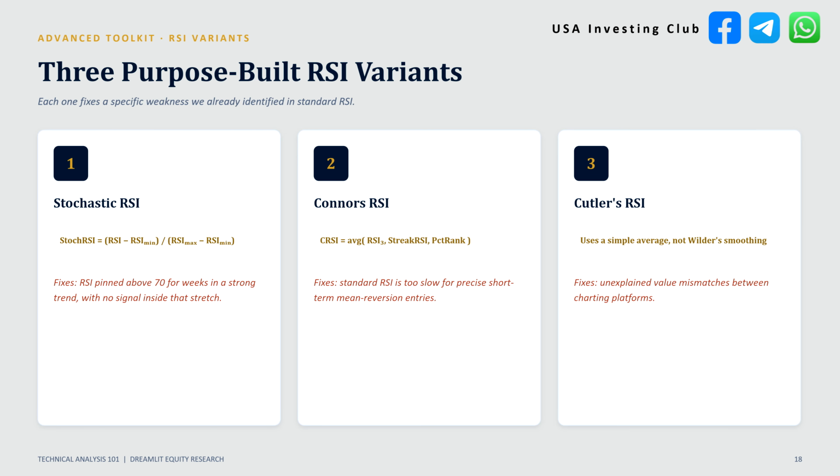Third, Cutler's RSI, which uses a genuine, simple moving average instead of Wilder's smoothing. Here's a detail most traders never learn. Standard RSI doesn't actually use a true simple average at all. It uses Wilder's smoothing, which behaves like an EMA with a smoothing constant of 1 divided by n. Cutler's RSI swaps that out for an honest SMA, which is exactly why you'll sometimes see the same 14-period RSI produce slightly different values across different charting platforms.